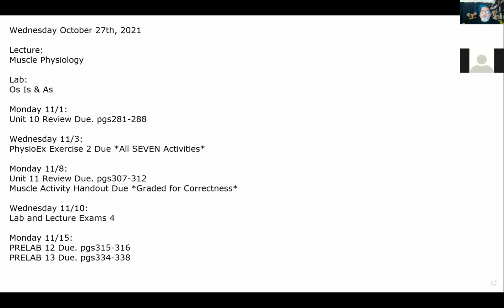All leading up to a Wednesday lab and lecture exam. Again, that means that the weekend of the 6th and 7th is your last big weekend to study for that. It also means that we have 5 days between the end of the lecture and the next class. So rather than giving you a 5-day holiday, especially with Thanksgiving right around the corner, you will have a couple pre-labs to help you get ready for the nervous system that will be due as well. All righty. Questions on any of that?